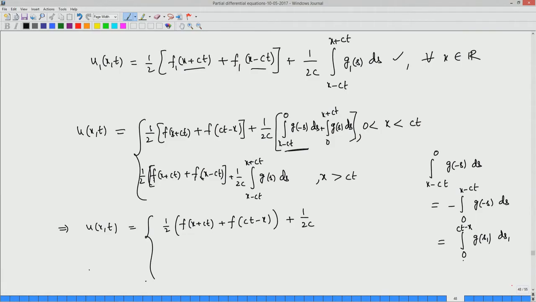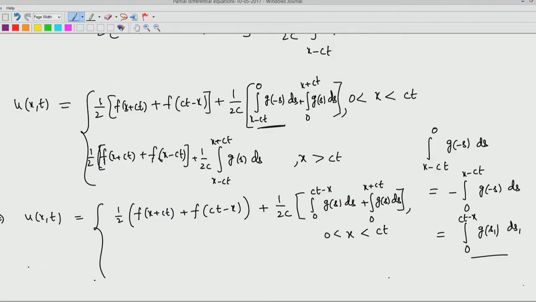So, this you have to replace for the first integral, 0 to ct minus x g of s ds, s1 is anyway a dummy variable. So, we can replace with s, plus 0 to x plus ct g of s ds. This is for x between 0 and ct. For x greater than ct, there is nothing to change.